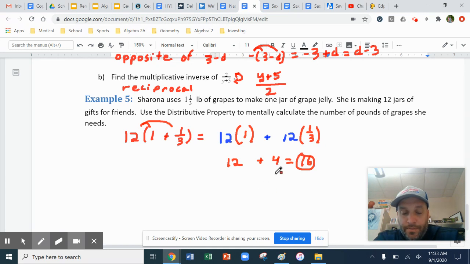So we have covered both of our learning targets. We looked at first classifying numbers, and then secondly looking at the properties of real numbers. So now you're ready for your practice, and we'll see you next time.